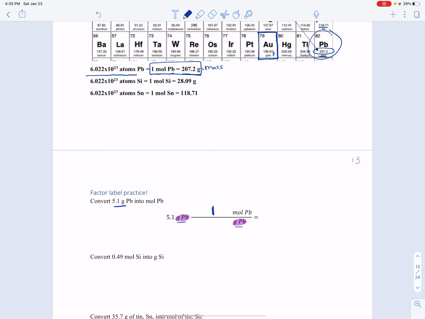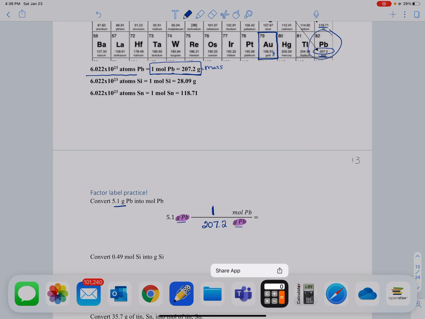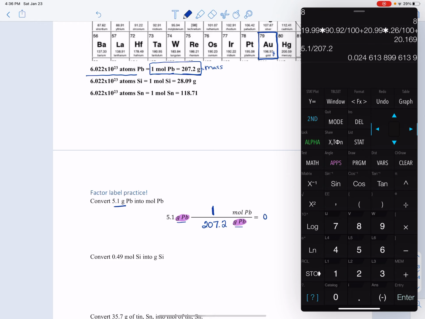The 1 in chemistry often goes with the word moles. And then we do the math here. We'll say 5.1 divided by 207.2. And we get 0.024. I'm going to write some extra numbers on here. That's how many moles of lead.